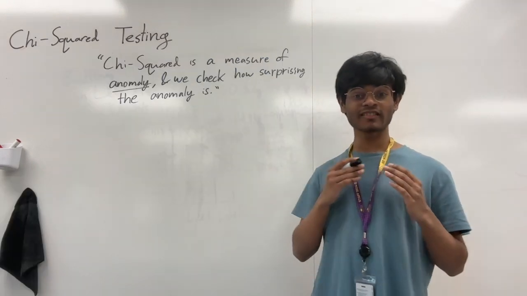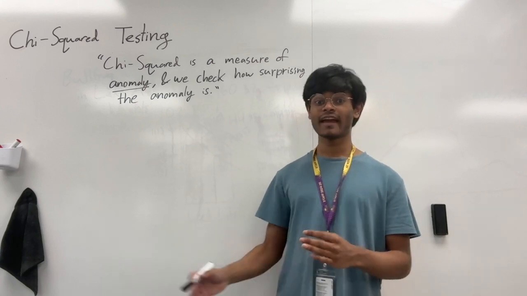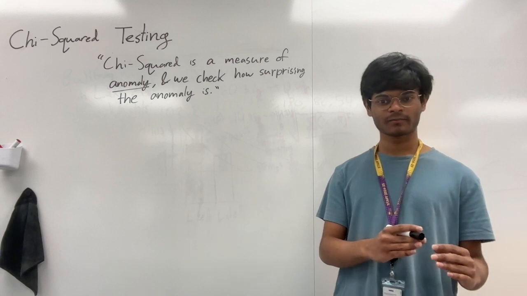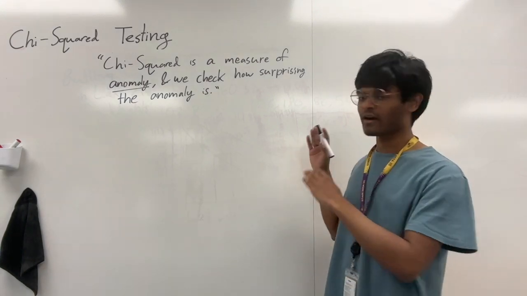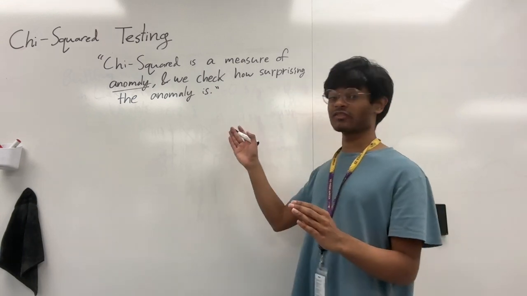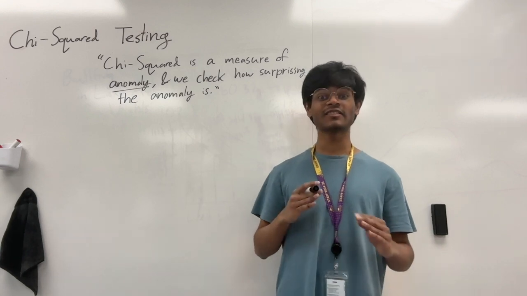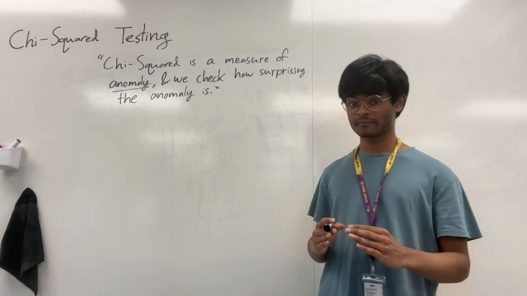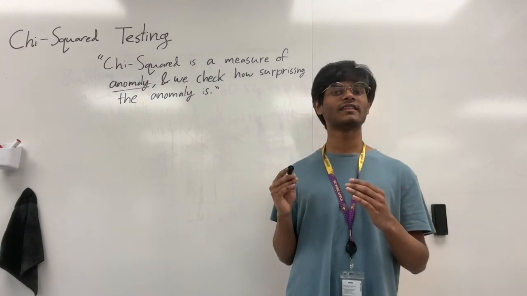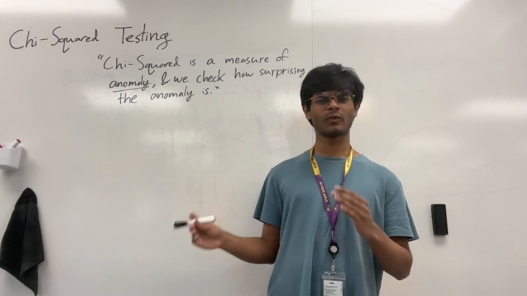What chi-square testing allows us to do is measure anomalies and check how surprising that anomaly is. Before we even get into how it does that, there's one important idea to cover first, especially for chi-square, but for all the statistics. And that's the idea of degrees of freedom. Degrees of freedom represent how many different things we can change in our data. Now, what does that mean?